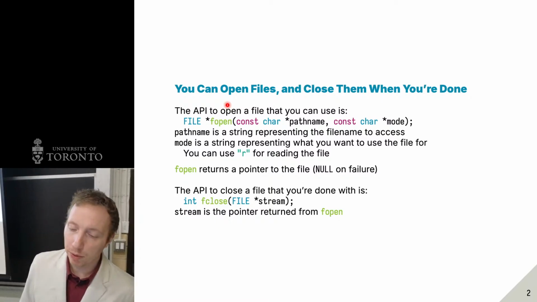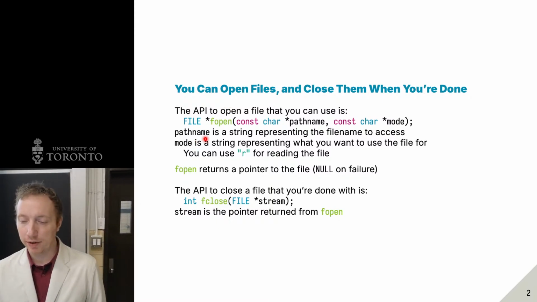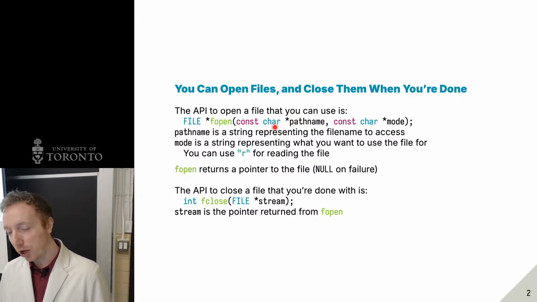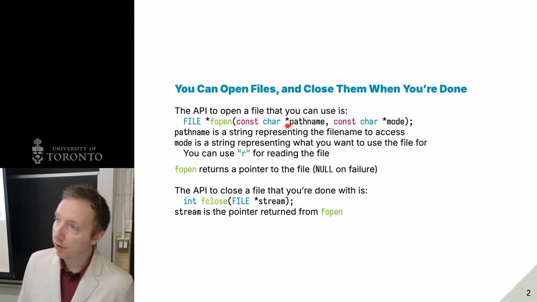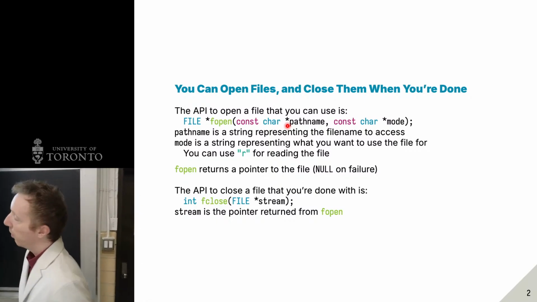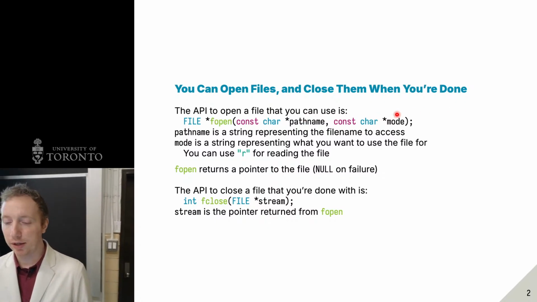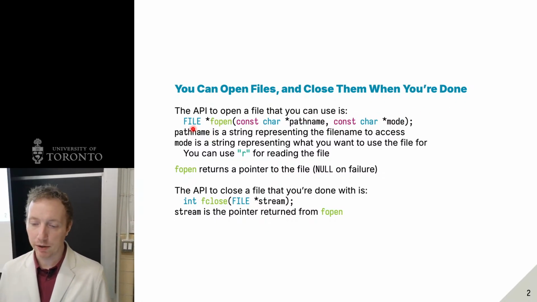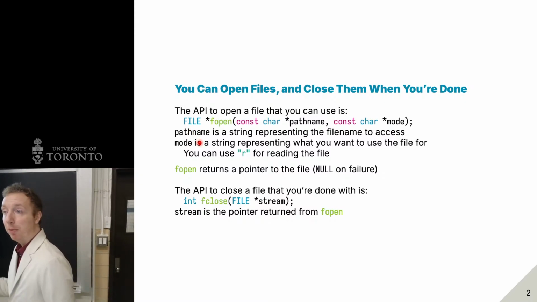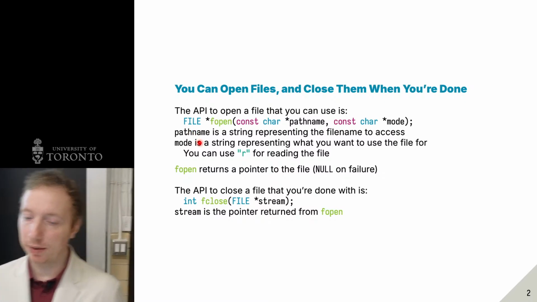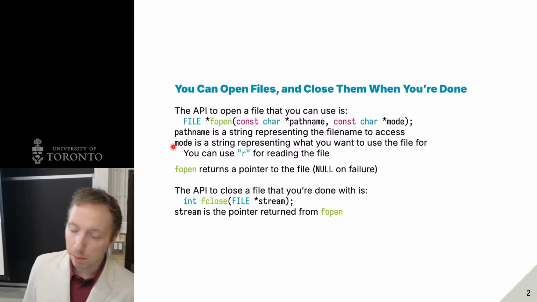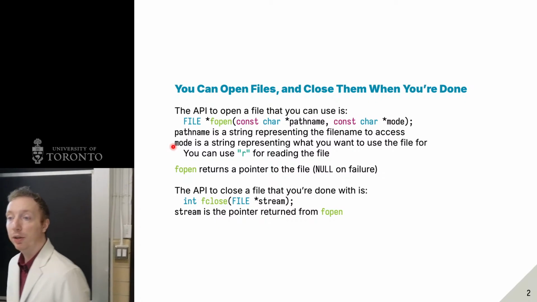To open a file, there is this fopen function that takes two arguments. We can see they're both const char pointers, so they both expect C strings. One is called a path name and the other is a mode. Then this function returns a pointer to a file. Path name is a string representing the file name I want to access, so the file name, maybe with some directories ahead of it. Mode is a string representing what you want to use the file for.